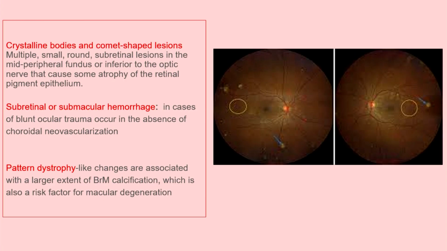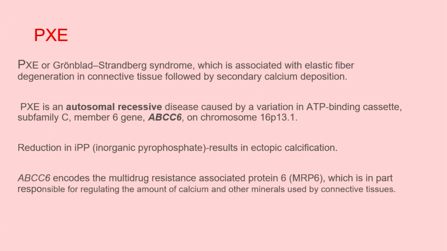And the comet tail appearance, that is small multiple RPE outer retinal atrophy, like excrescences of RPE, that we see mostly in the mid-peripheral region. And another is subretinal or submacular hemorrhage following trauma, and pattern dystrophies.